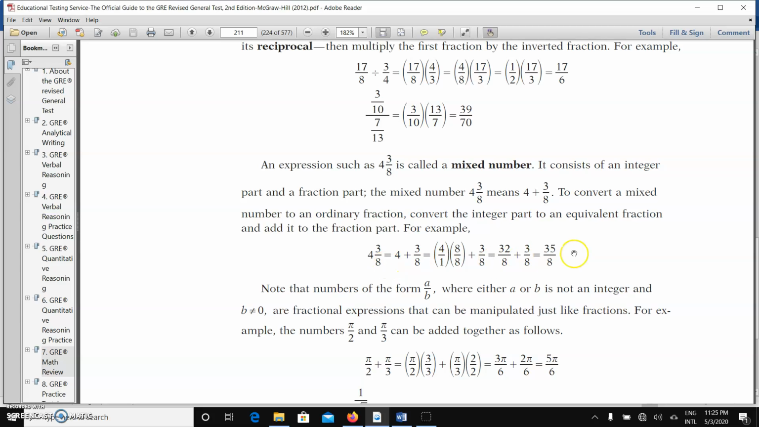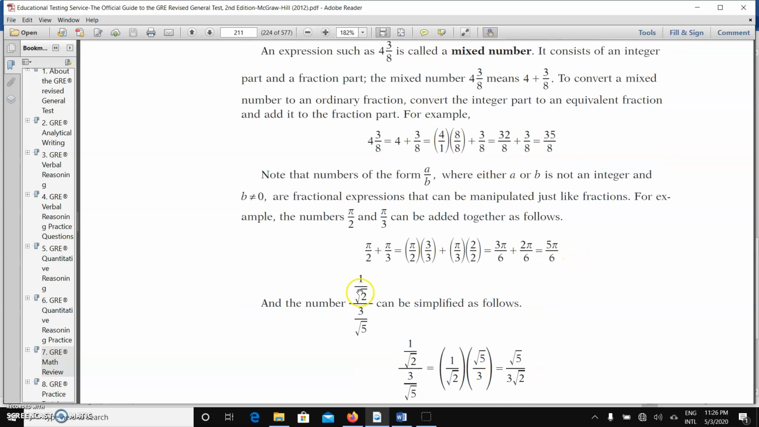If you want to convert it to a fraction, this is the best and fastest way to do it. Multiply the denominator, which is 8, times 4, the whole number, plus the numerator, which is 3. That will give you 35 over the denominator, which is 8. That's the trick. So 8 times 4 plus 3 gives you 35 over 8. Then we go for all of this.